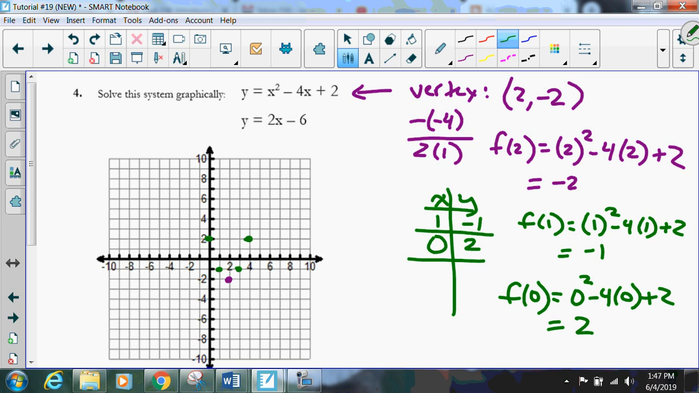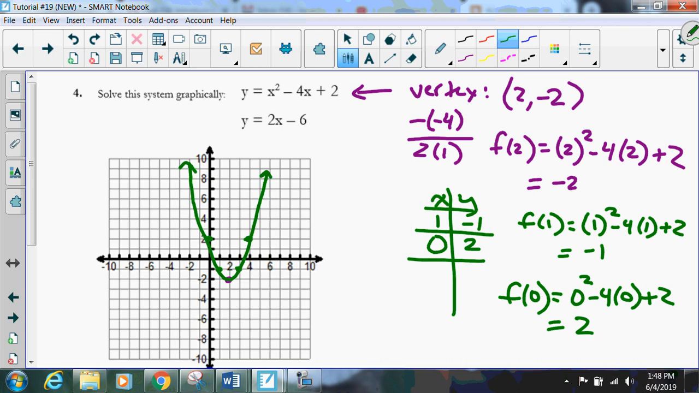I may have to come back and do some more points for the quadratic if we can't get a clear intersection with the line. But right now, I'm going to go ahead and connect these 5 dots so that I see that I have a clear quadratic before I move on to graph my line.